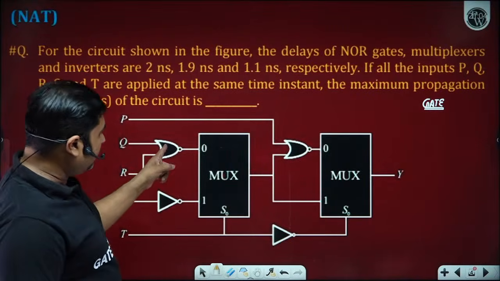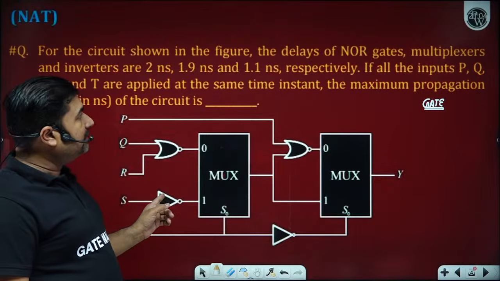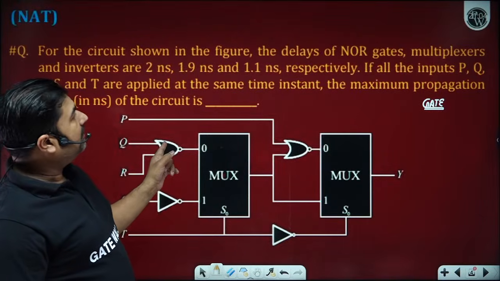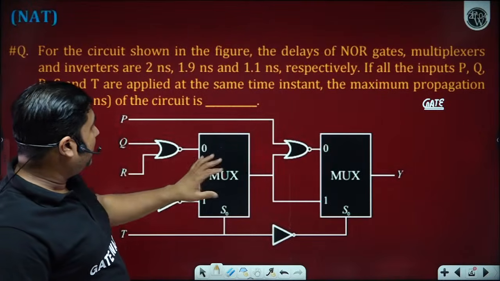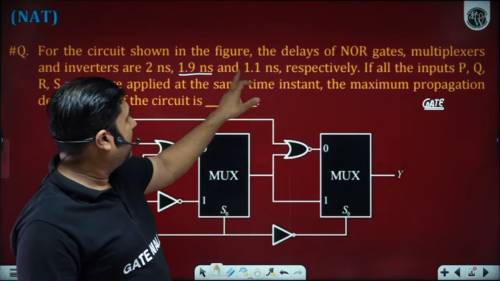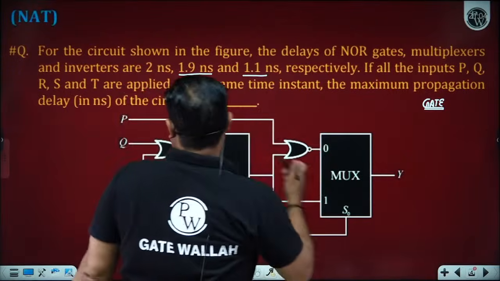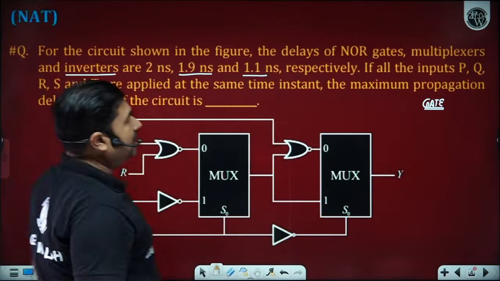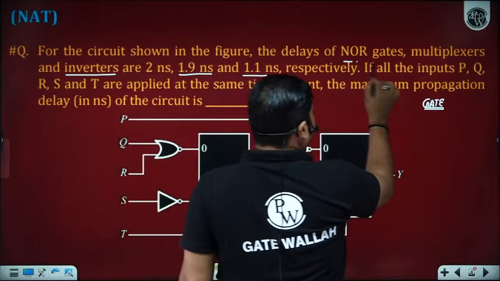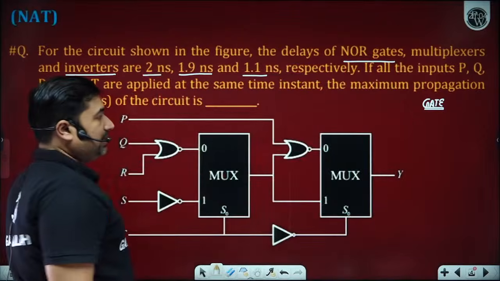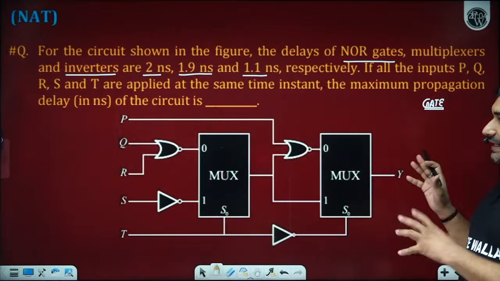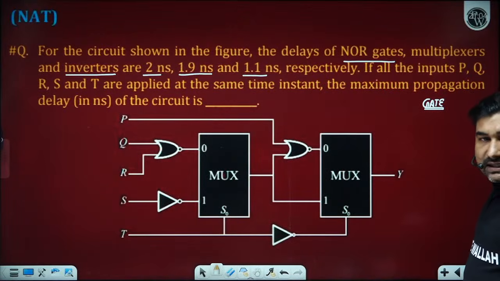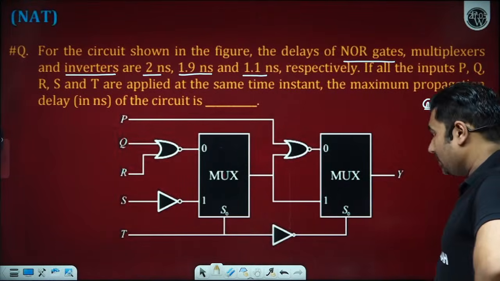So we have a NOR gate, we have a NOT gate, that is an inverter. NOR gate will have a delay of 2 nanosecond. Multiplexer will have a delay of 1.9 nanosecond, and inverter will have a delay of 1.1 nanosecond. It's a NAT type question, so please try to answer in the comment section.